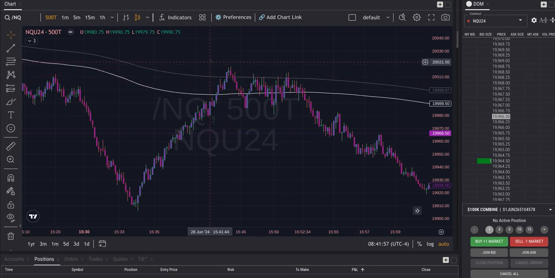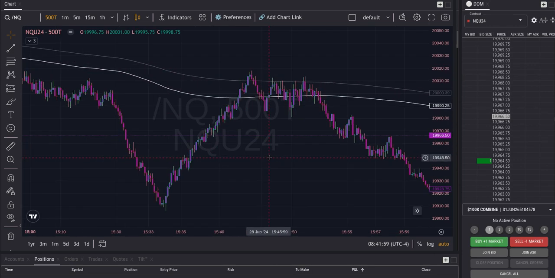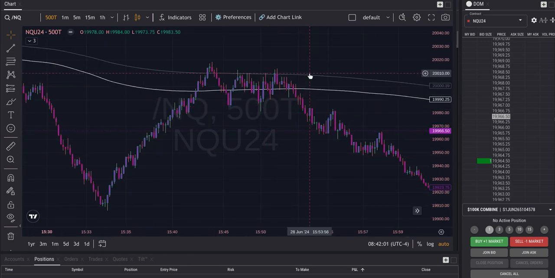On Topstep X, for some reason, the VWAP moves around a little bit. I'm pretty sure Friday when that happened, VWAP was right here.